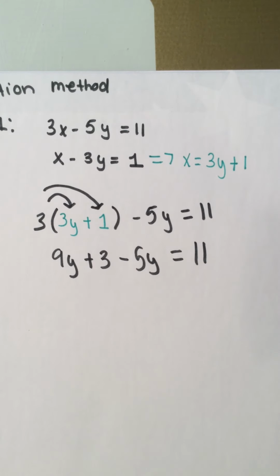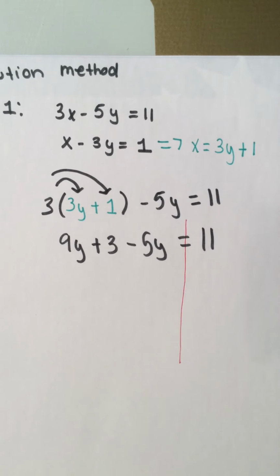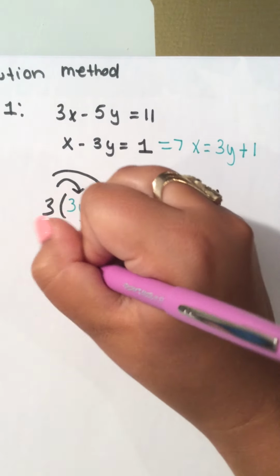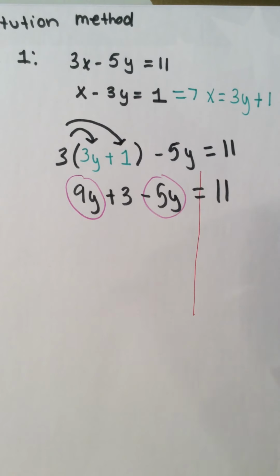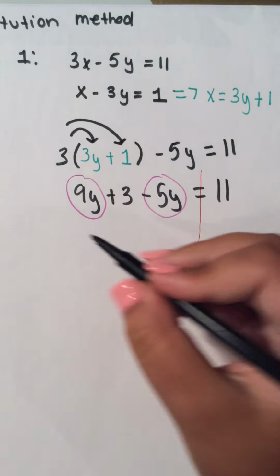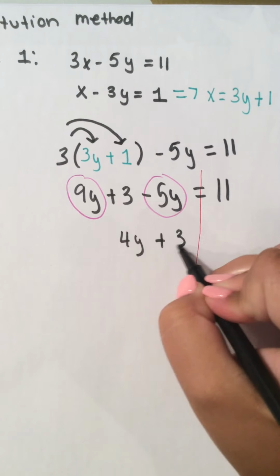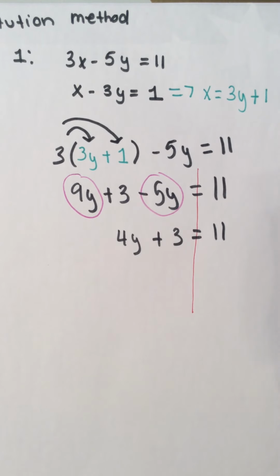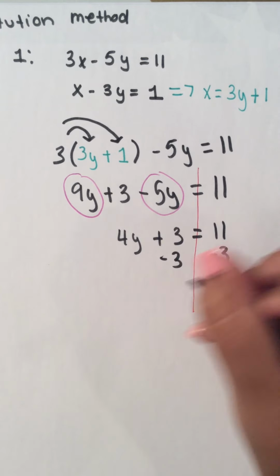Well, now I have an equation to solve, so I'm going to draw the line down my equal sign, and I'm going to circle my variables. Now I'm going to combine like terms, because on the left-hand side I have 9y and negative 5y. So 9y minus 5y gives me 4y plus 3 equals 11. I want to solve for y, so that 3 has to go, and 3 is being added, so the opposite of addition is subtraction. So I'm going to minus 3, minus 3.